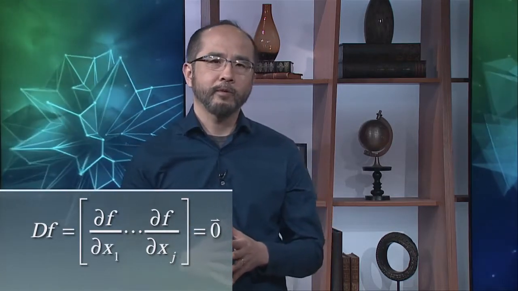In other words, the graph of the function is horizontally flat near a critical point. This is just like what happens in single variable calculus, where you set the derivative to 0 to find critical points. Only now we're setting df equal to 0, which means all the partial derivatives equal to 0 as well.